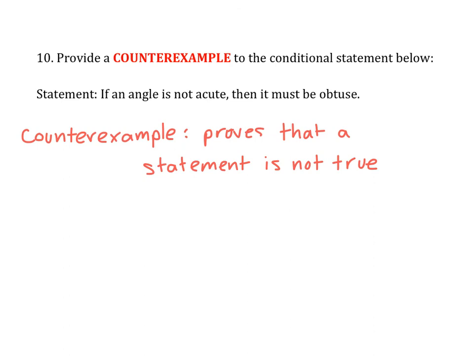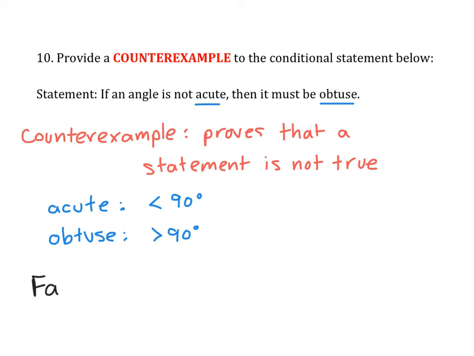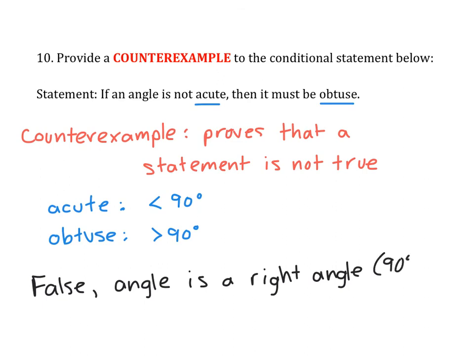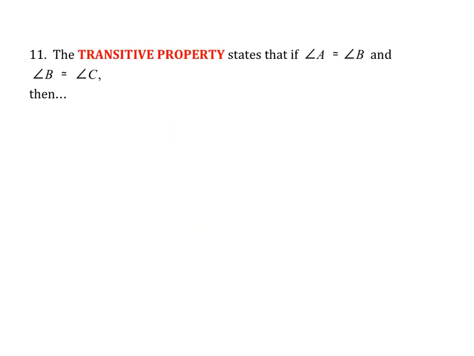So the statement says, if an angle is not acute, then it must be obtuse. So just a quick reminder, acute means less than 90 degrees, and obtuse means greater than 90 degrees. So they're claiming that if an angle is not acute, it must be obtuse. This statement is false, and our counterexample could be that the angle is a right angle. And hopefully remember that a right angle is exactly 90 degrees. So just because it's less than 90 doesn't mean it has to be greater than 90. It could also be exactly 90. So that's our counterexample.